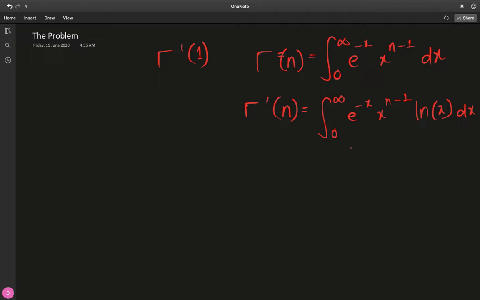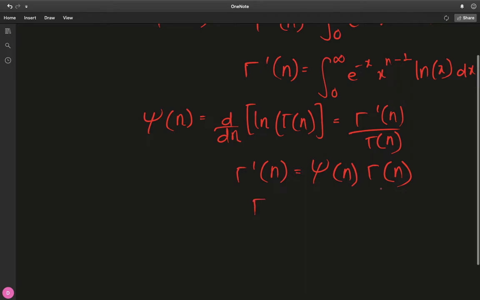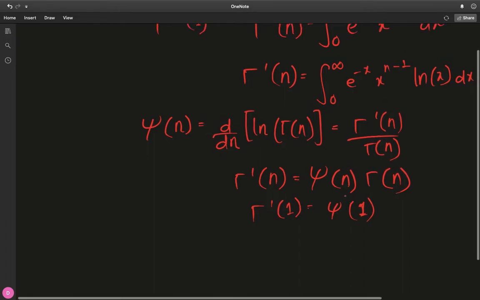And how does this evoke the question of finding the digamma function? That's because the digamma of, say, n is defined as the derivative with respect to n of the natural log of gamma of n. So by the chain rule, this is gamma prime of n divided by gamma of n. So gamma prime of n can just be written as digamma of n times gamma of n. So that's why for gamma prime of 1, we needed digamma of 1 times gamma of 1, which is 0 factorial, which is just 1. So we just ignore that. So digamma of 1 is gamma prime of 1. That's why.